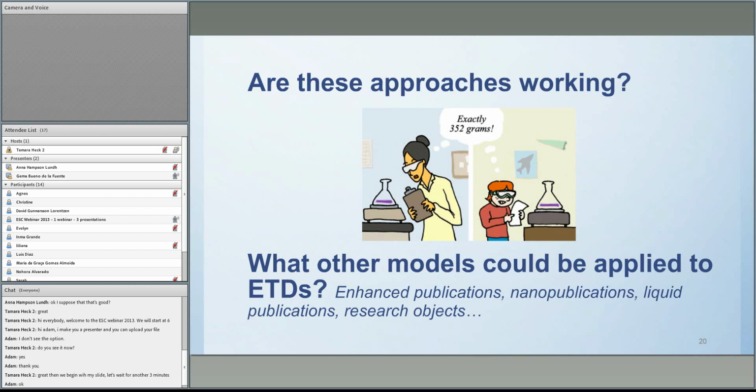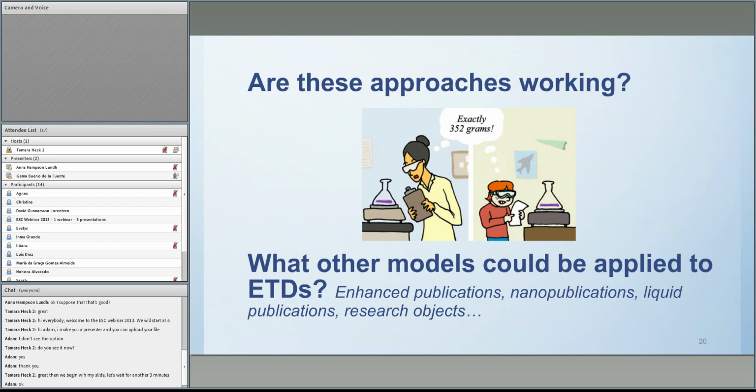So I just wanted to mention some initiatives. I would like you to tell me if you already know or not. It should be more familiar to us as information professionals. So, for example, enhanced publications, nano publications, liquid publications, they are more or less similar models, but with many differences.